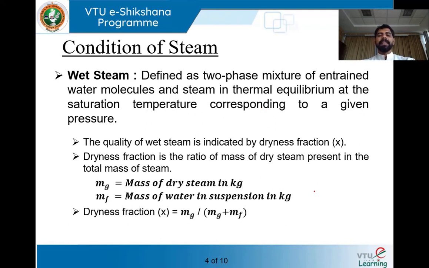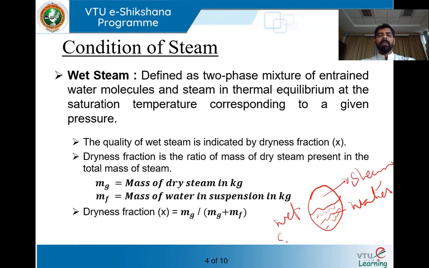So wet steam, as I said, is a two-phase mixture. Two-phase mixture means it has both water particles as well as steam particles in it. So this is what we call wet steam. The quality of this wet steam is normally defined by the dryness fraction x. As the name says, in this wet steam, the amount of dryness that exists is the measure of the dryness fraction. We can easily measure it. It is nothing but the ratio of the mass of dry steam present to the total mass.